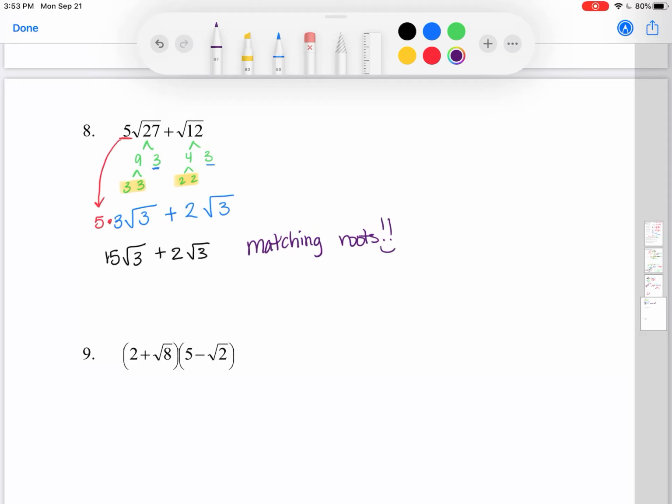So I'm going to say matching roots, which is good news for us because now I can do exactly what they're telling me to do. I can add these two terms together. So I have 15 root 3 plus 2 root 3. They're like terms. They both have the same root. So that's going to combine to give me 17 root 3 as my final answer.